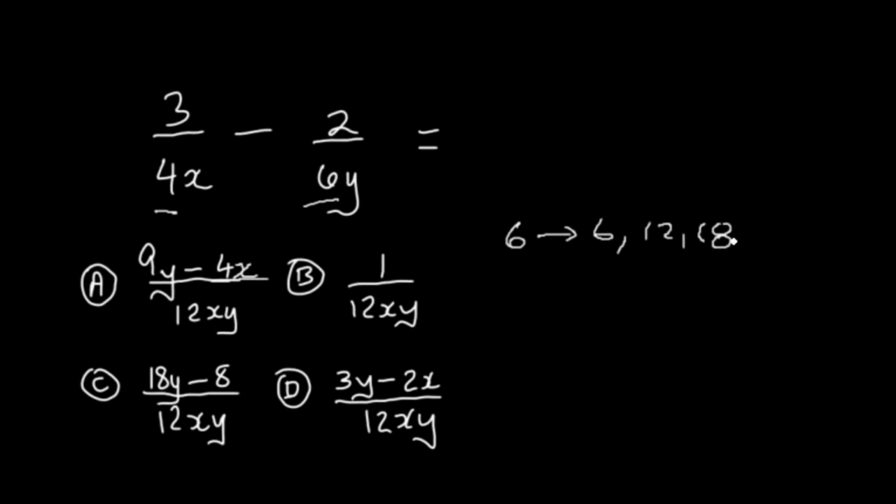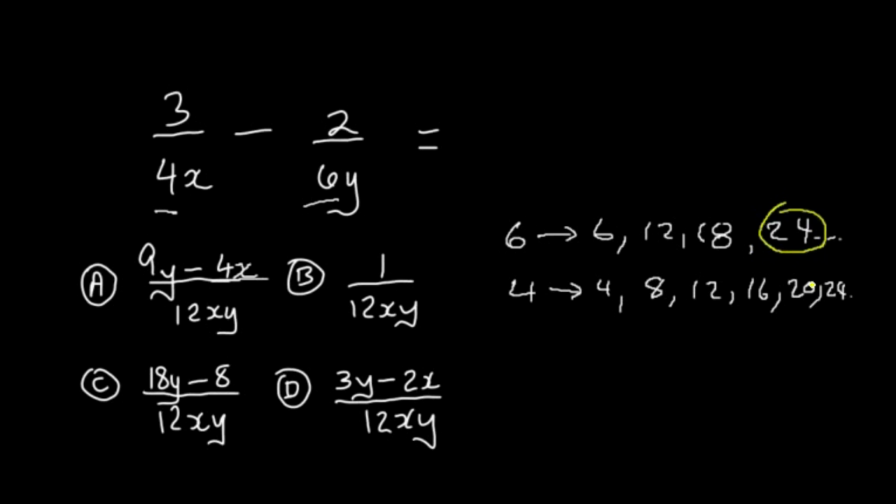Just keep adding 6, 24, and so forth. The multiples of 4 are 4, 8, 12, 16, 20, 24, and so forth. Now, we have common multiples here between 6 and 4. We see that 24 is a common multiple to both. 12 is also a common multiple to both, and we have many more. But the lowest one is actually 12. We call this the lowest common multiple of 6 and 4.